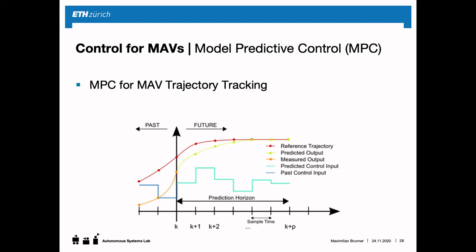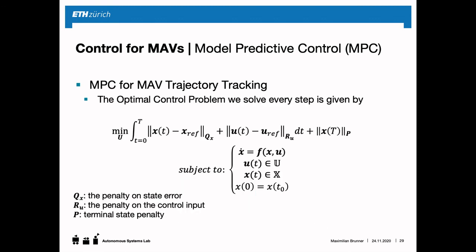And here we see the mathematical formulation of the optimization problem. So we basically just minimize the integral over the time horizon from 0 to T, which is the end of this time horizon. And we minimize the cost on the states, so x minus reference x, we minimize the input, so u minus reference u, and we minimize the cost on the terminal state, which is x of capital T. And this whole optimization problem is then subject to, first of all, the system dynamics, which is x dot equals f of x and u.